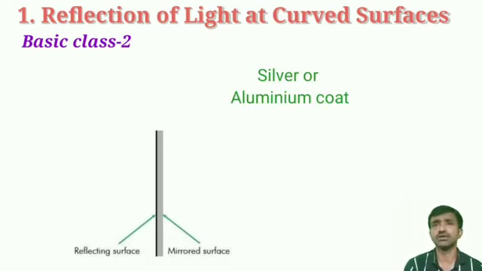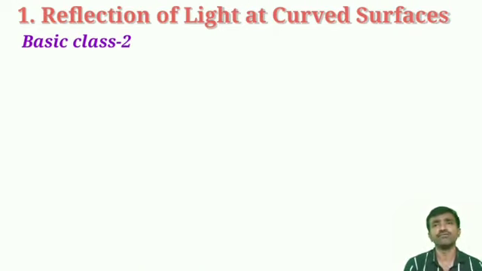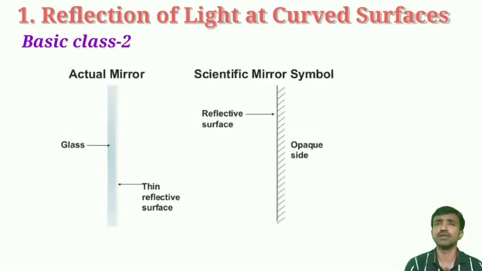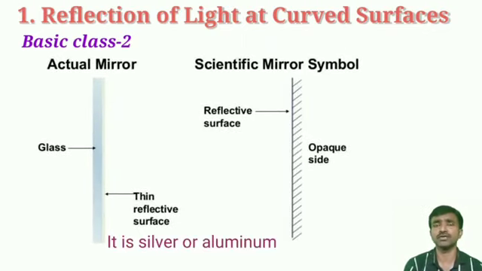Generally, we use silver or aluminium for coating the glass surface to convert it into a mirror. When we apply a metal amalgam like silver or aluminium on the surface, it makes that surface opaque. Then the other side of the coated surface is called the reflecting surface. So generally a mirror has two types of surfaces: one is a reflecting surface and the other is an opaque surface.